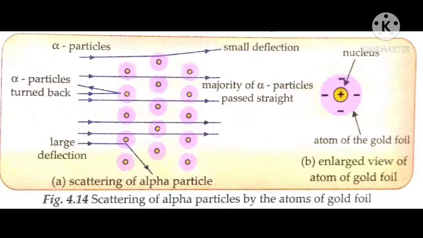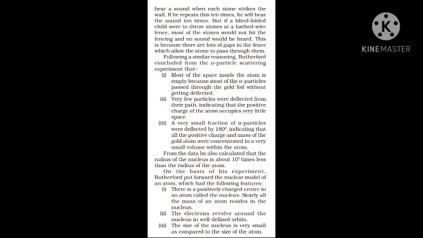A very small fraction of alpha particles were deflected by 180 degrees, indicating that all the positive charge and mass of the gold atom were concentrated in a very small volume within the atom. From the data, he also concluded that the radius of the nucleus is about 10^5 times less than the radius of the atom.